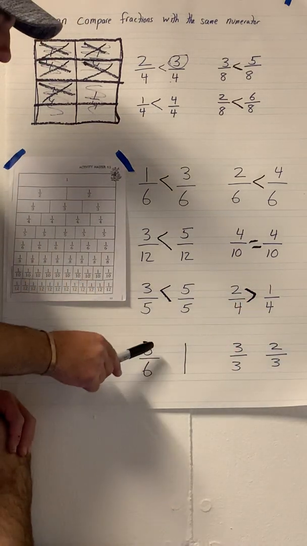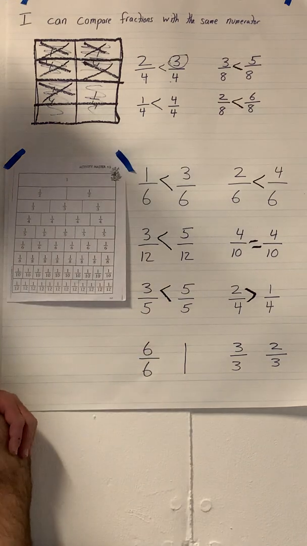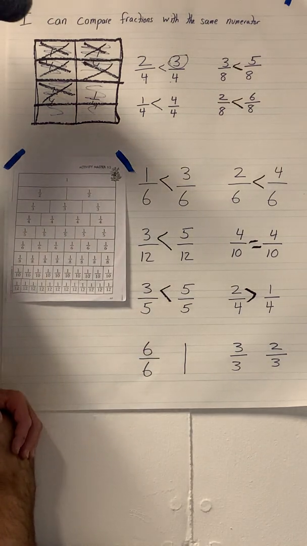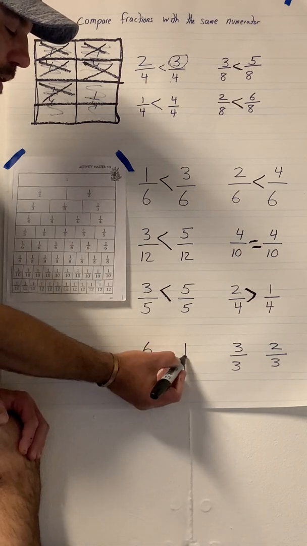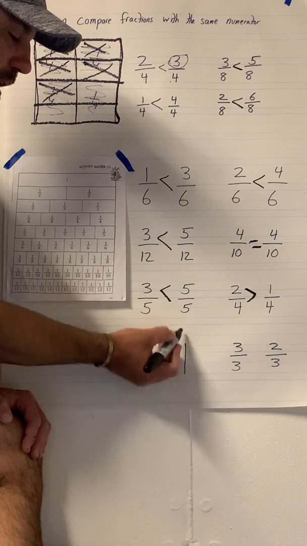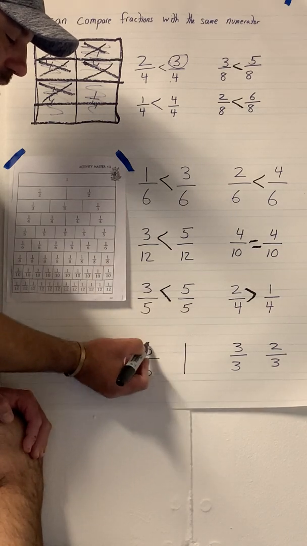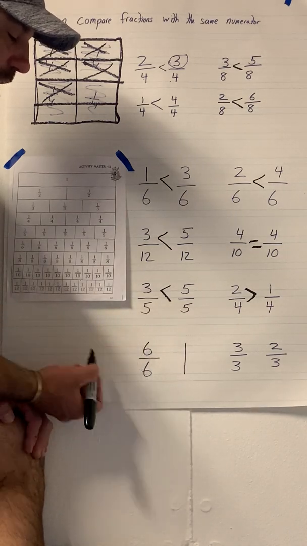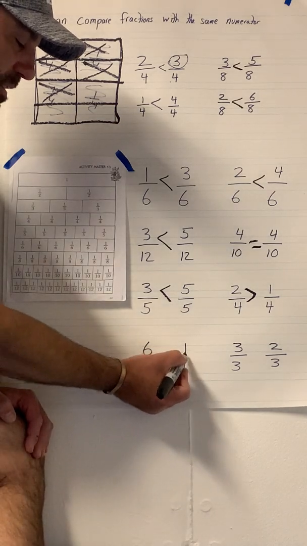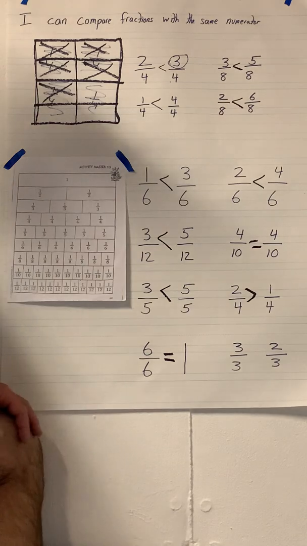Ooh, check this one out. 6/6 or 1 whole. What do you think? Well, what you want to think about is if 1 whole was sixths, how many would it be? To be 1 whole, it would have to be 6 out of 6. So whenever the numerator and the denominator are the same number, that means it's 1 whole. So 6/6 would be the same as 1 whole, equal.